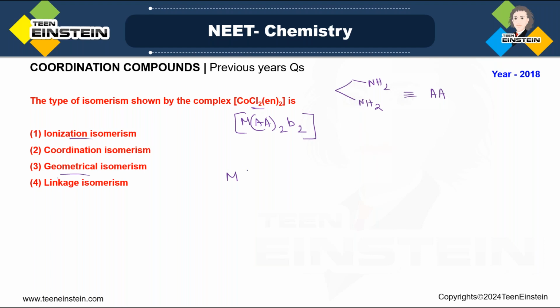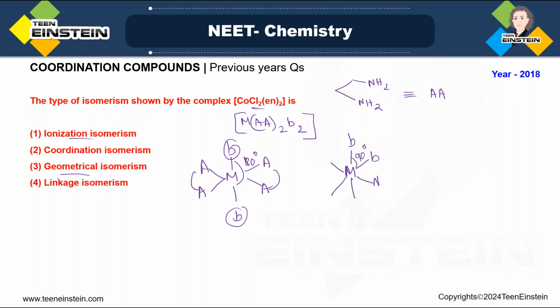Geometrical means cis-trans isomerism. Now cis-trans isomerism is possible because here these two B are trans to each other, it is 180 degrees. But another structure you can also draw where the relative arrangement of these two B will be cis, 90 degrees, and for the rest of the part I am writing AA so that you can understand in a general way. So here these two B are cis. So cis-trans isomerism is possible, that means it will show geometrical isomerism.